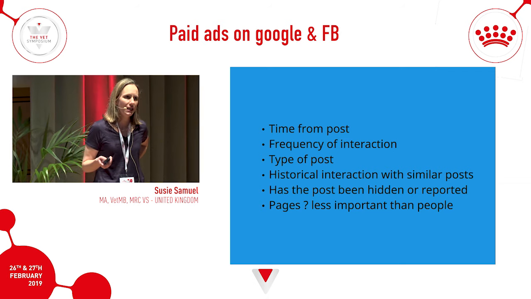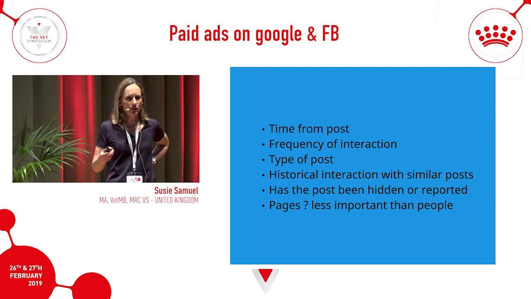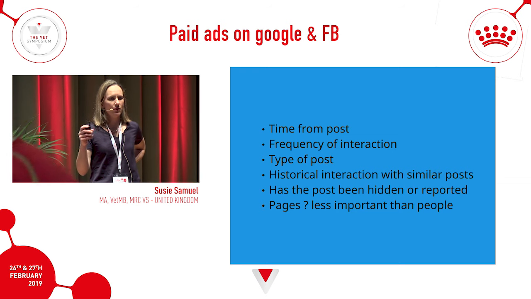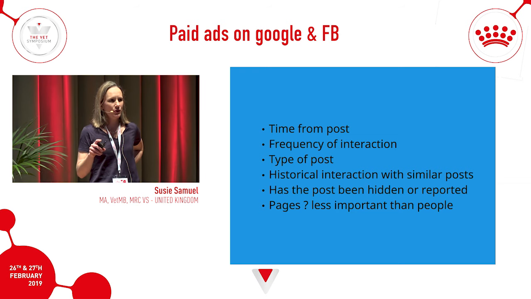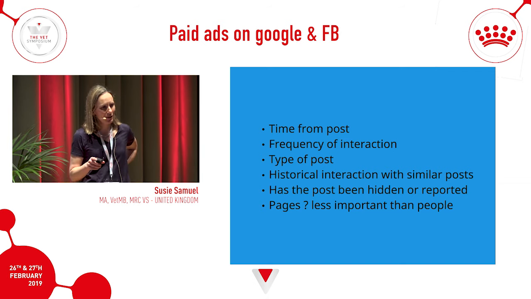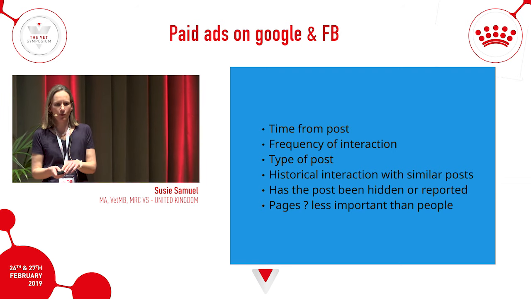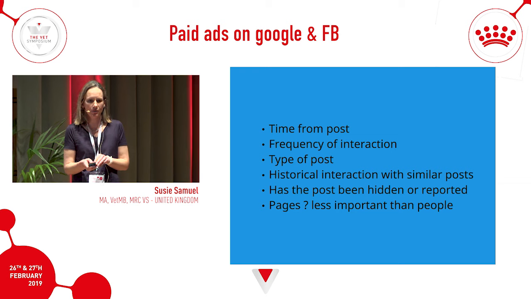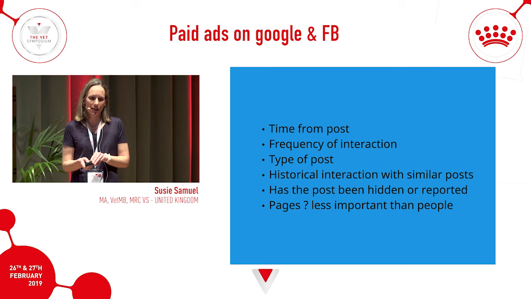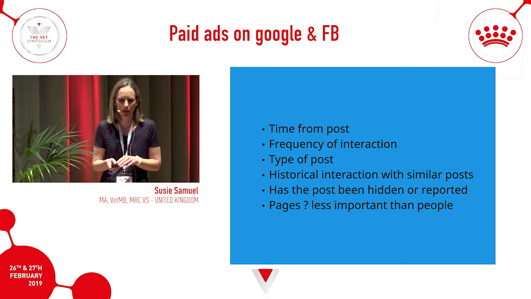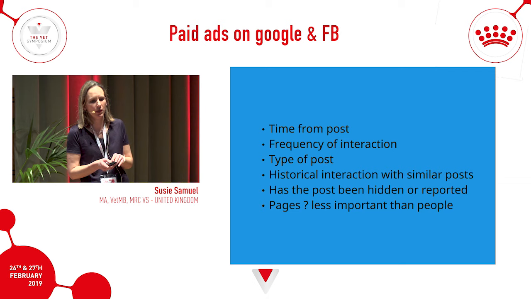Has the post been hidden or reported? If lots of people have hidden a post, Facebook's algorithm will think, this content is unattractive, people don't want to see it, I'm going to stop showing it to people. And that might have repercussions when you start thinking about posting things that some people might find upsetting. And then the page has been hidden or reported. Obviously, if you get people hiding your posts, that's not going to help you.